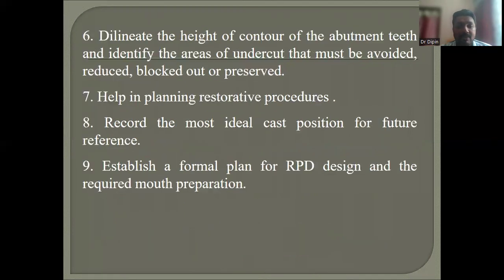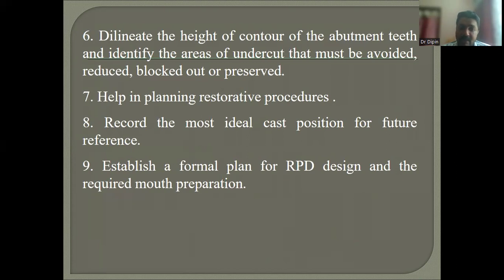6th point, to delineate the height of contour of the abutment teeth and identify areas of undercut that must be avoided, reduced, blocked out, or preserved. So this one I mentioned already. If the undercuts have to be avoided, either it has to be avoided by using a surgical method or by using a modification or a restoration.